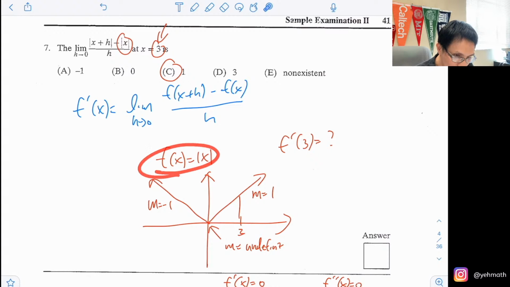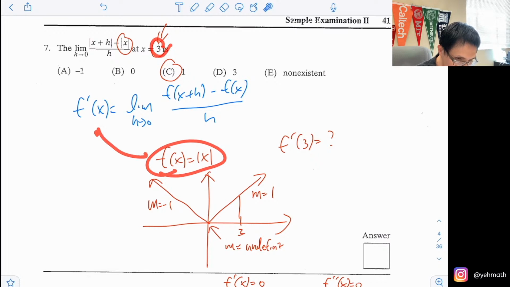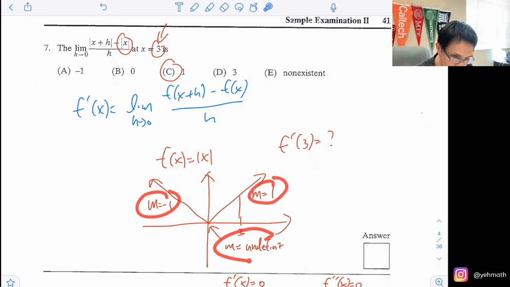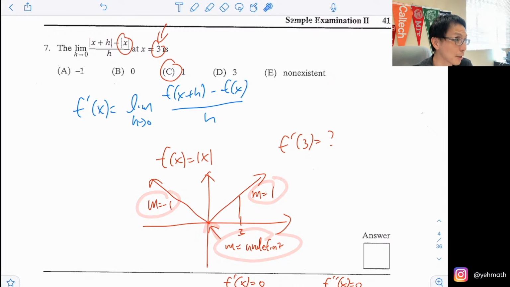Now, obviously, they want to know what happens at 3, because this one, they're looking for the f prime of x. That means you have to take the derivative of the absolute value of x. I didn't teach you how to take the derivative of the absolute value of x. Then that's the moment you say, oh yeah, Mr. Ye never taught me. But then you actually understand how to graph the absolute value of x. If you graph it, you're going to find out the slope is equal to 1, the slope is equal to -1, and the slope is undefined at that point. It depends on which point you're talking about.